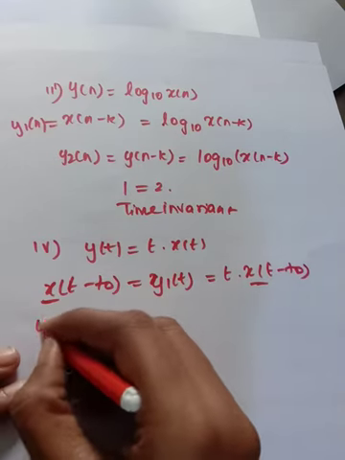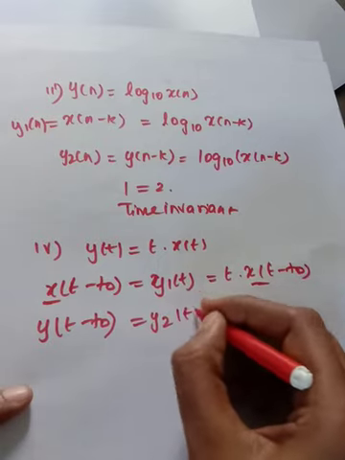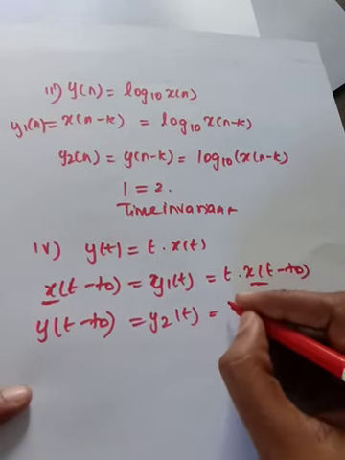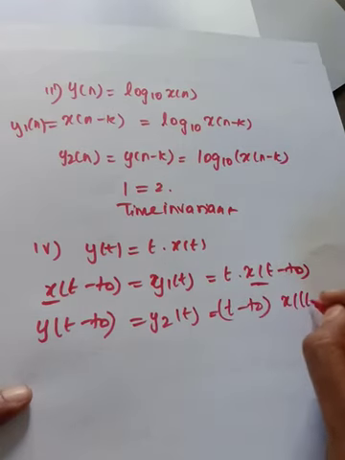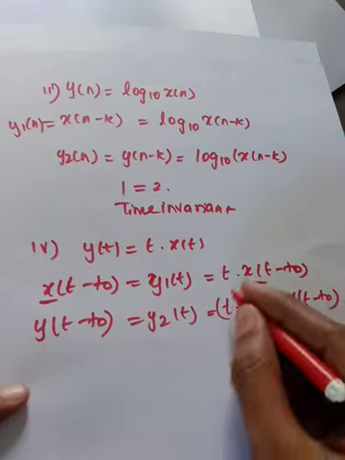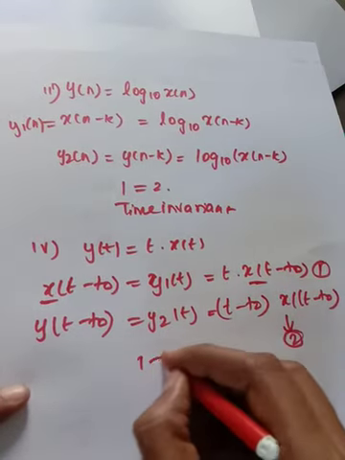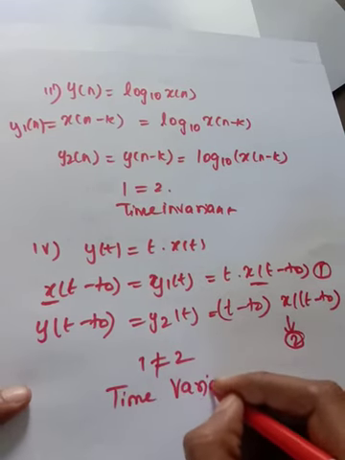The next one is y of t minus t naught, which is nothing but your y2 of t. In the output, wherever you are having t, there you need to replace t minus t naught. So in the output I am having t minus t naught here, and here I am having x of t minus t naught. Now see, this is 1 and this is 2. So 1 is not equal to 2, so it is a time variant system.